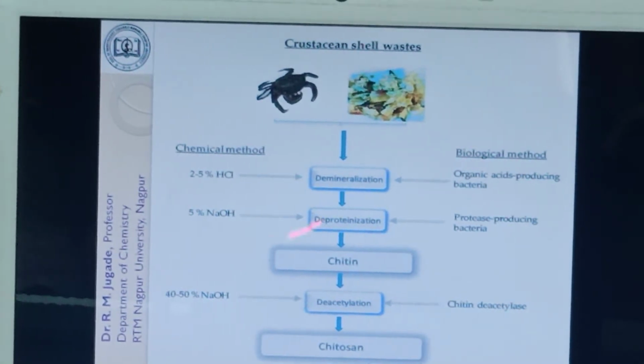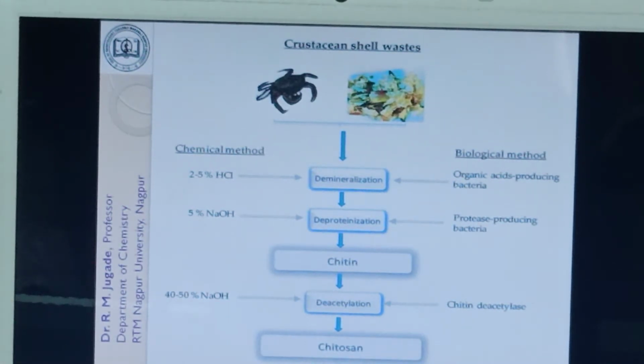In the chemical method, the crustacean shell waste is treated with HCl and then NaOH to carry out the demineralization and deproteination of the material. This gets converted into chitin. The chitin is the basic polymer, which is further treated with either NaOH or with chitin deacetylase, which is a protein, or what we call an enzyme, to convert it into chitosan. So this is how chitosan is generally obtained from nature.